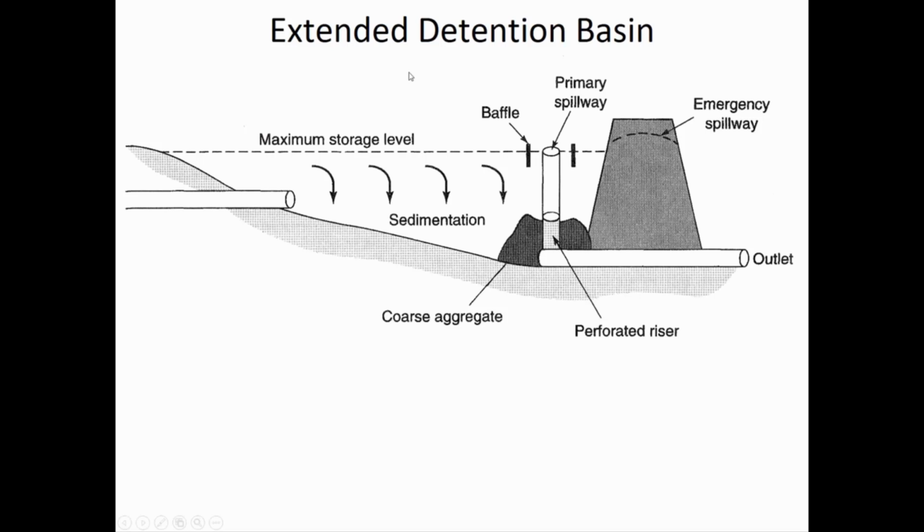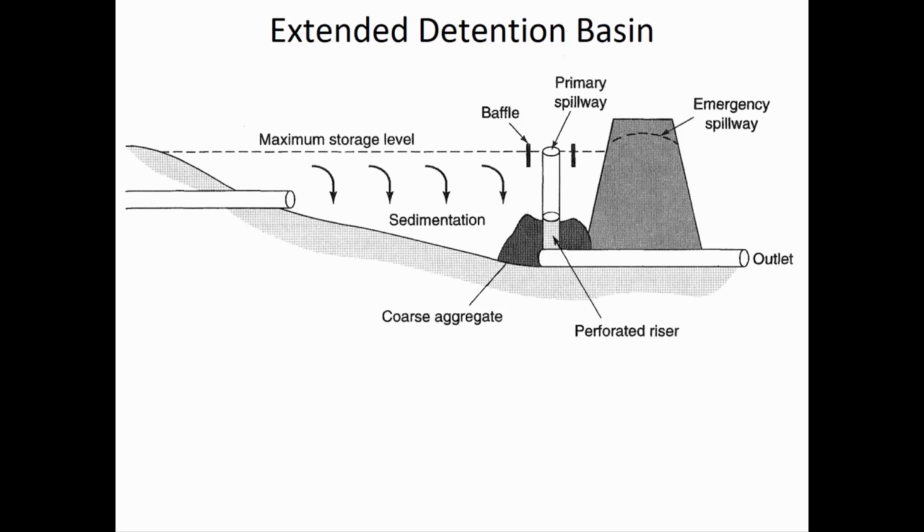An extended detention basin is one that is intended to have water just on a temporary basis, and the perforated riser has the holes at the bottom of the pipe. So water comes in, and if the inflow to the pond is greater than the outlet flow, then the pond is going to start to fill.